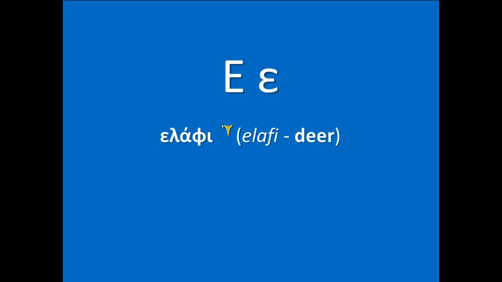The following letter is the letter Epsilon. A Greek word that starts with this letter is the word elaphe, that means deer, and we pronounce this epsilon, e, like egg, for example.